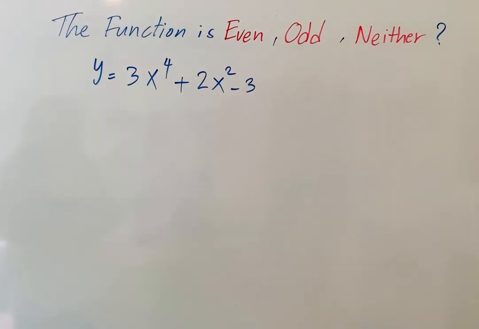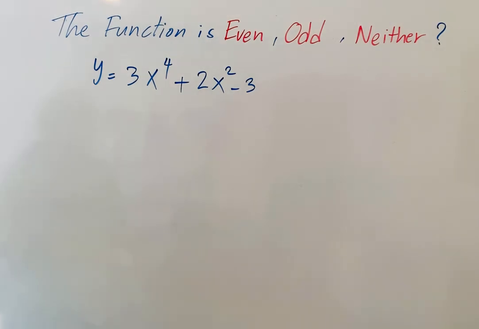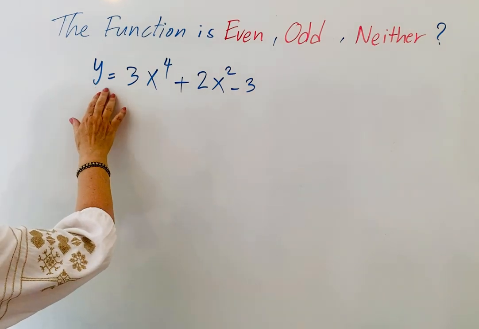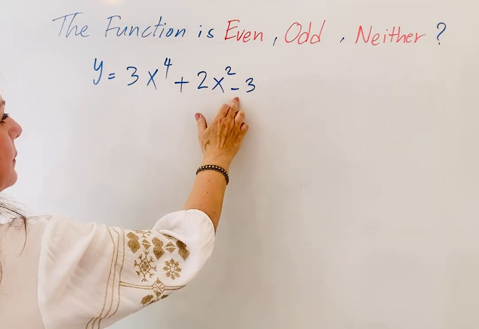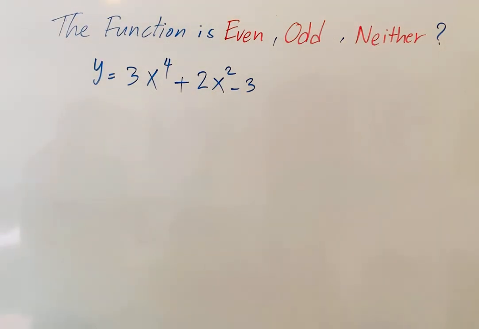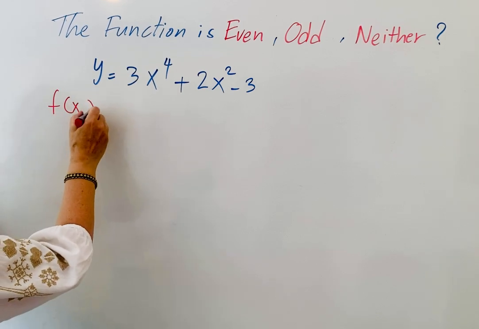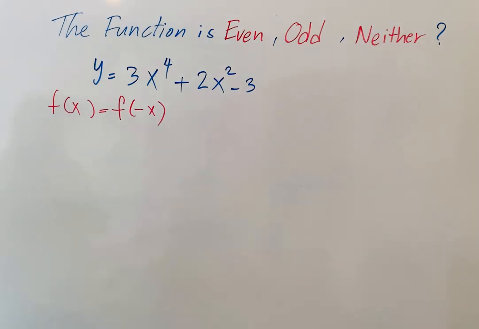In this lesson, I am focusing on the type of function: even, odd, or neither one. This is the question. We have a function here, y is equal to 3x to the fourth plus 2x to the second minus 3. If this is even, we should have f of x equals exactly f of negative x.